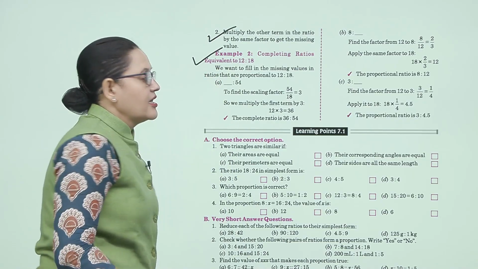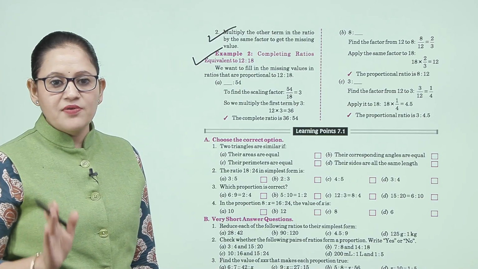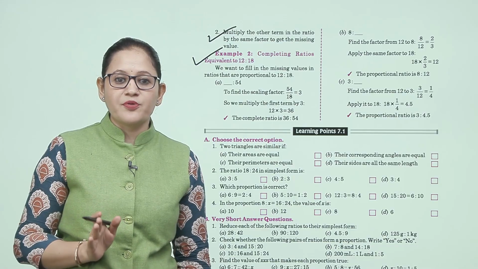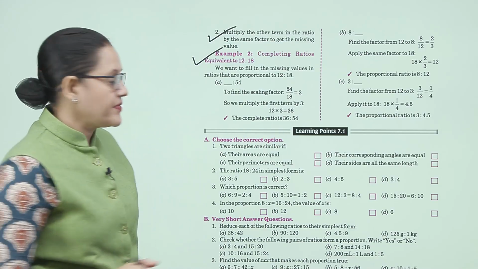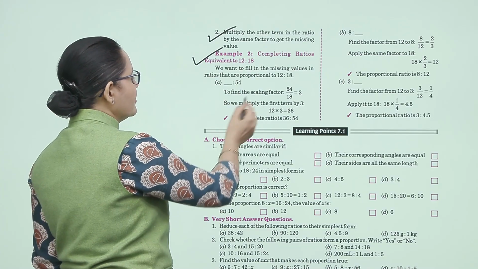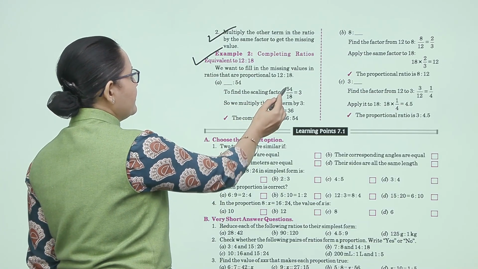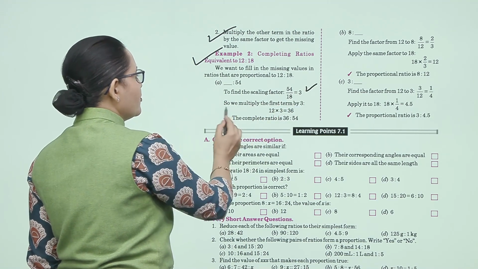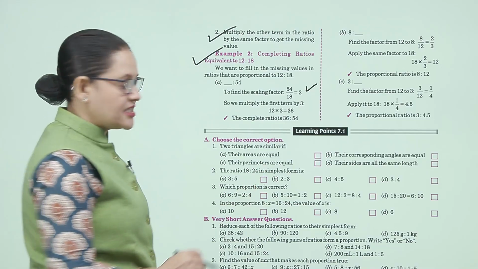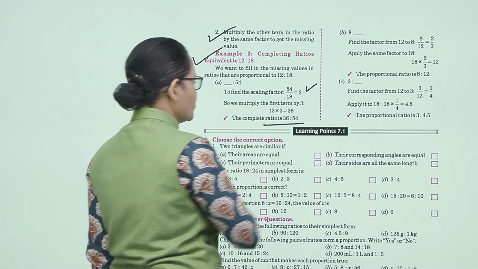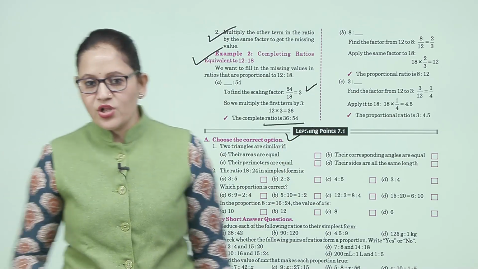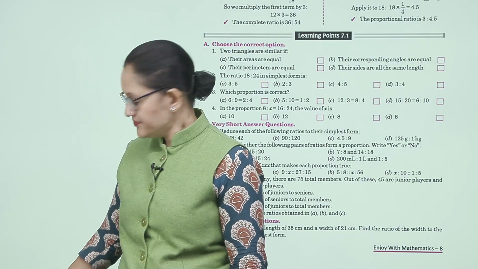Example, completing a ratio equivalent to 12 ratio 18. We want to fill the missing values in the ratio of proportion 12 ratio 18. So, to find the scaling factor, that is 54 by 18, which is 3. So, we will multiply the first term, that is 12. 12 into 3 is 36. So, that is equal to 36 ratio 54. Next is learning point 7.1. So, practice all the questions given in the exercise.